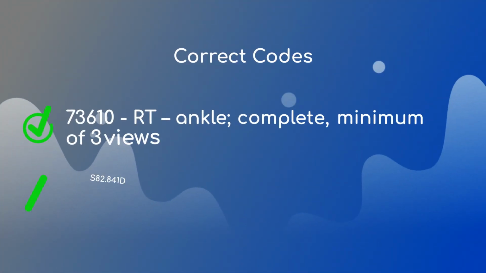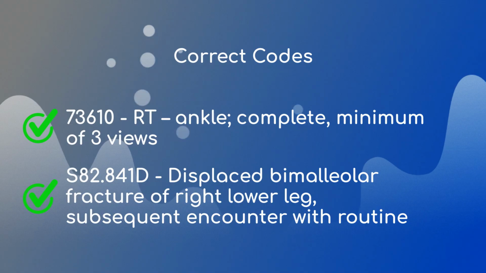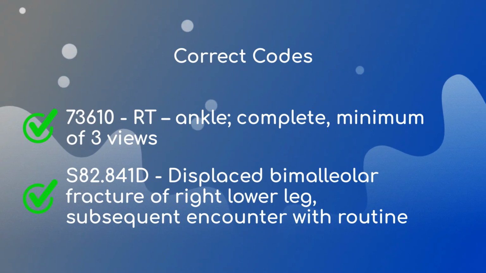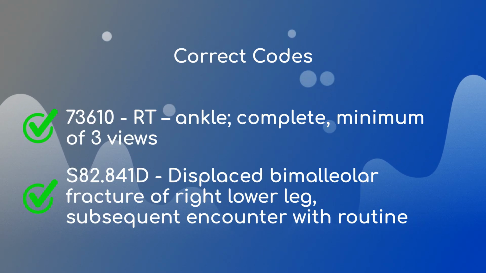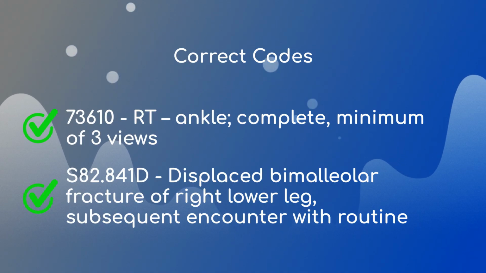The correct codes for this report are 73610, right, radiologic examination, ankle, complete, minimum of 3 views, right, and S82.841D, displaced bimalleolar fracture of right lower leg, subsequent encounter for closed fracture with routine healing.